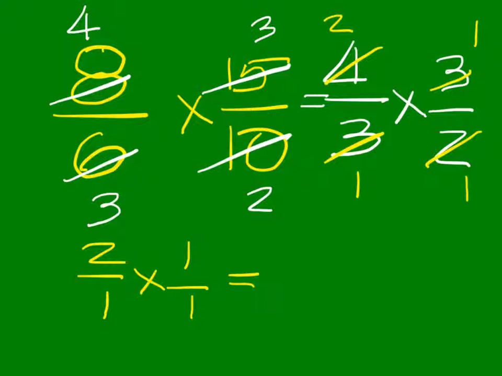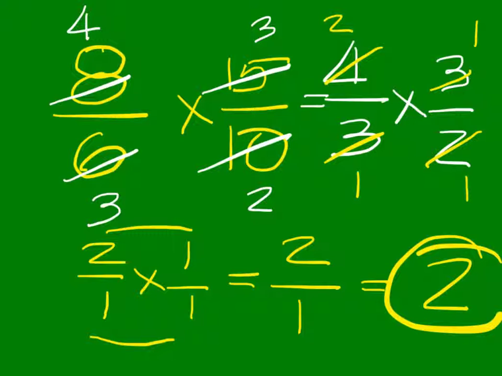What should the final answer be? 1/2. Well, multiply the top first. 2 times 1 is 2. And then on the bottom, 1 times 1 is 1. What's 2 divided by 1? 2. That's the answer.